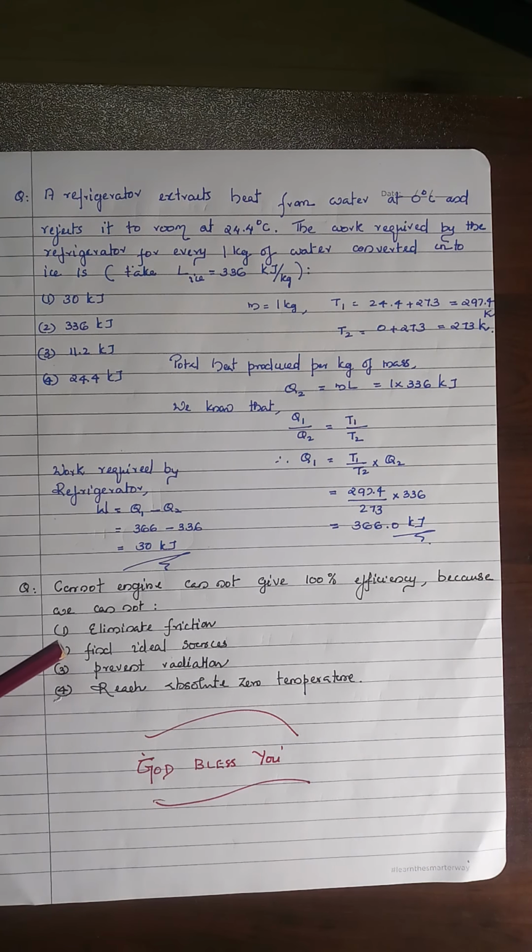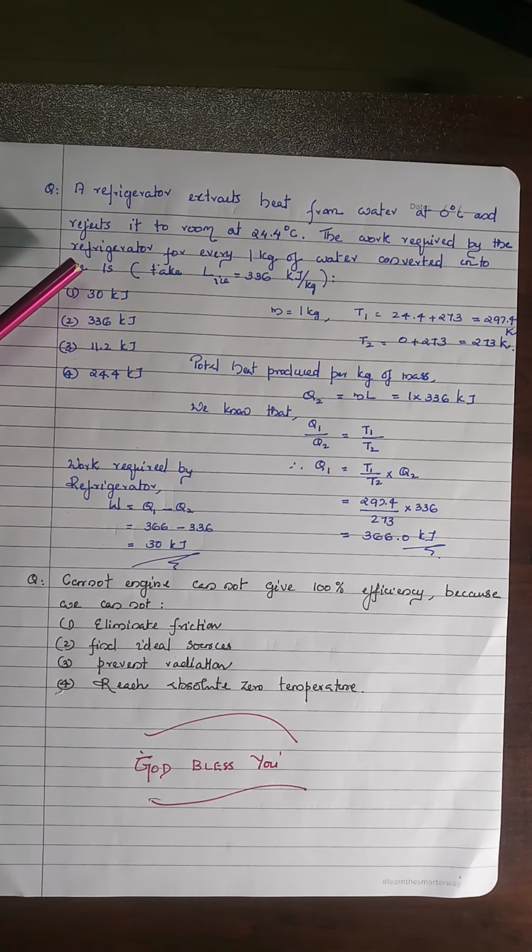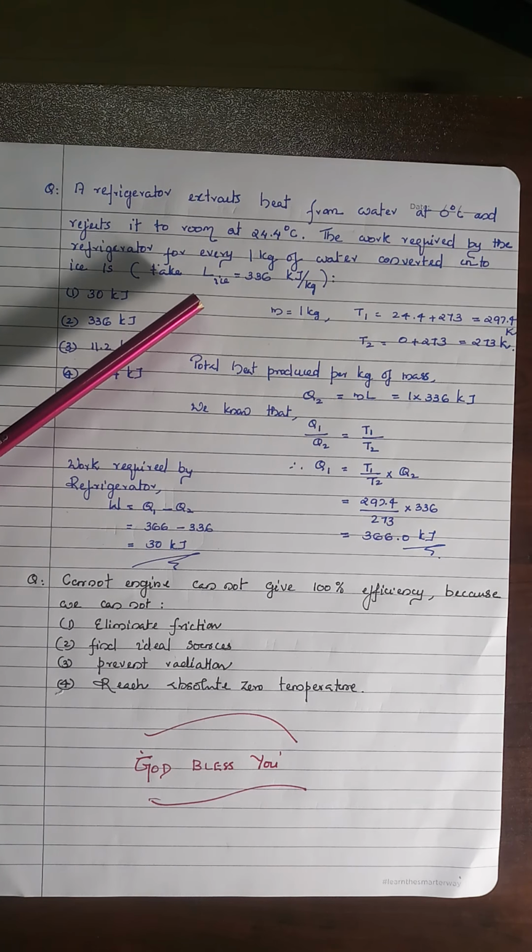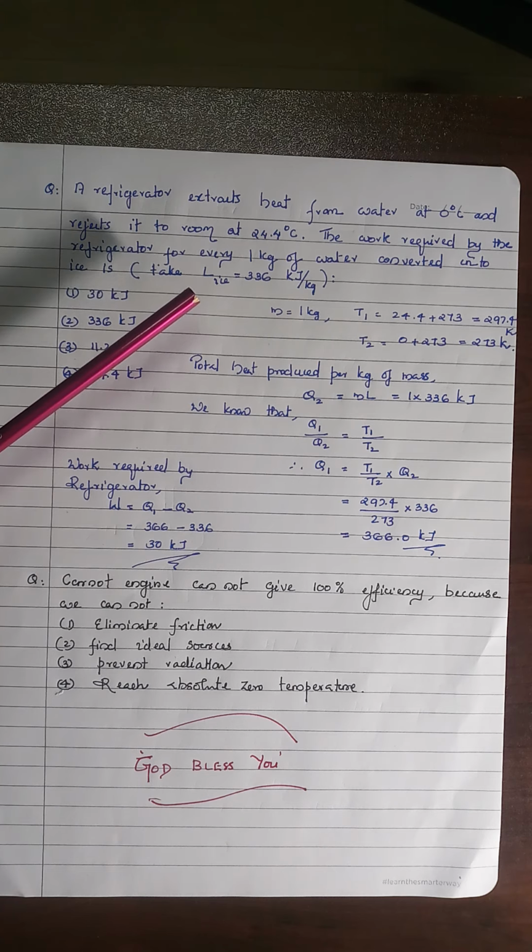Another two questions are waiting. A refrigerator extracts heat from water at 0 degrees Celsius and rejects it to the room at 24.4 degrees Celsius. The work required by the refrigerator for every 1 kilogram of water converted into ice is, you have to take the latent heat of ice as 336 kilojoule per kilogram.